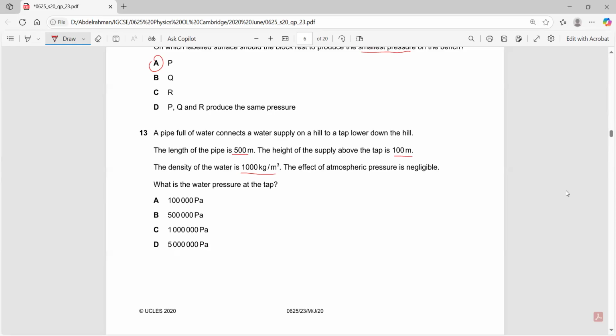Can I find the pressure? Yes, pressure would be equal to rho g h. Density of the water was 1,000, g is 9.8 or 10, it doesn't differ that much. And the height, should I take 500 or 100? You should definitely take the 100. Why? Because it's the vertical height. We don't care about the length of the pipe. We care about the vertical height. This will give you a final answer of 980,000 pascals or about 1 million pascals.